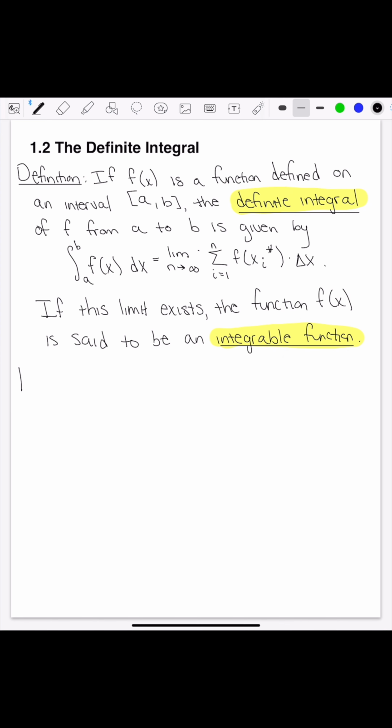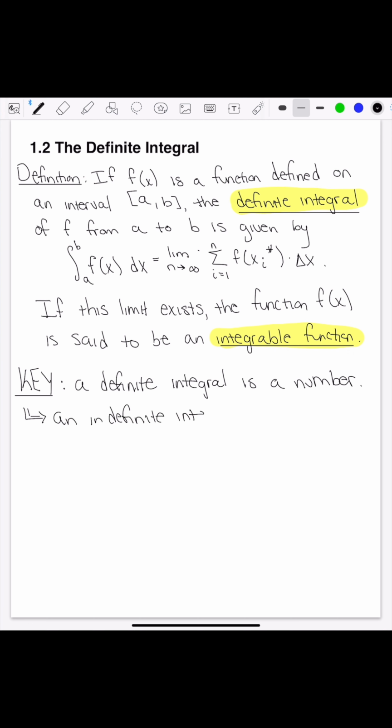So two key notes: a definite integral is a number. That is what you're going to get as your answer. Remember, a definite integral is the area under the curve defined like this. And then the difference between that and an indefinite integral is that an indefinite integral is a family of functions.